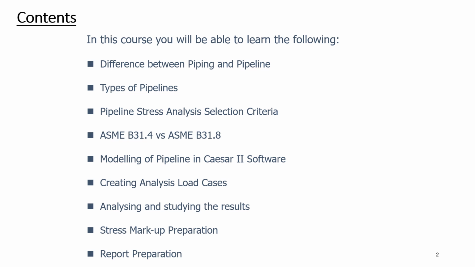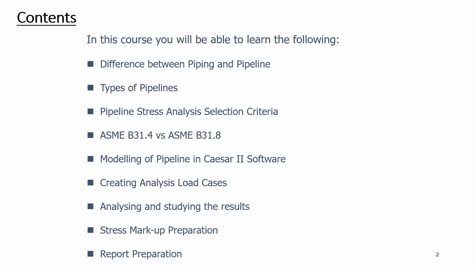Next, we will be learning the software, how to model the piping system in Caesar II software. Then what are the load cases that need to be created for analyzing the system. Then how to proceed for analysis in Caesar II. Then once we receive the output results in the Caesar II output screen, we will study those results and understand whether the system is qualified or not.